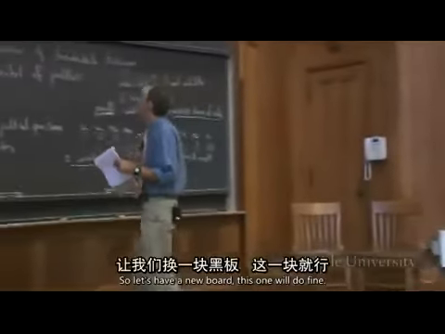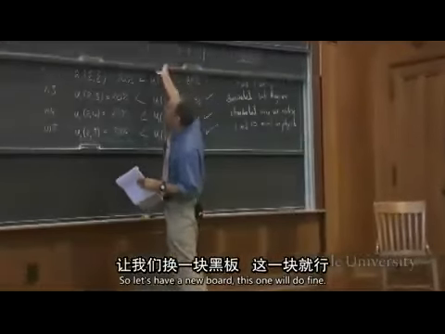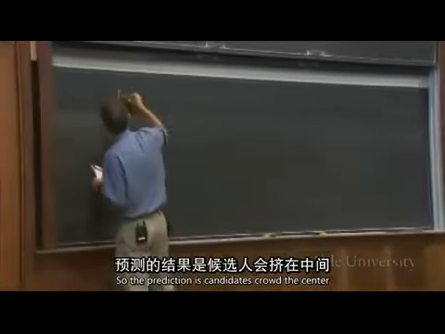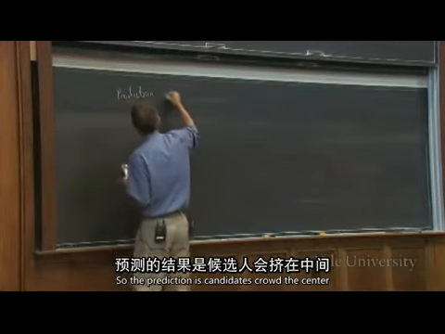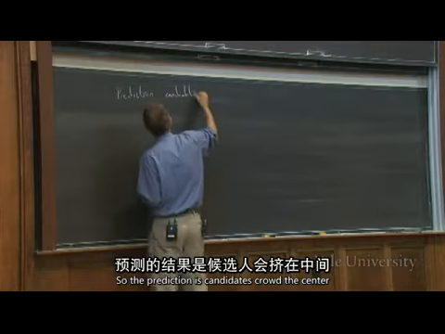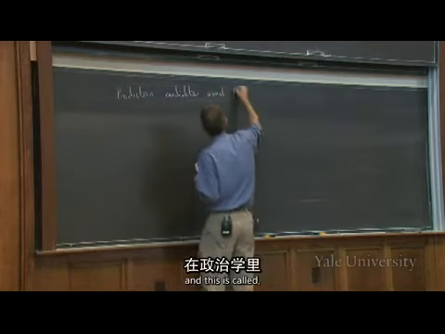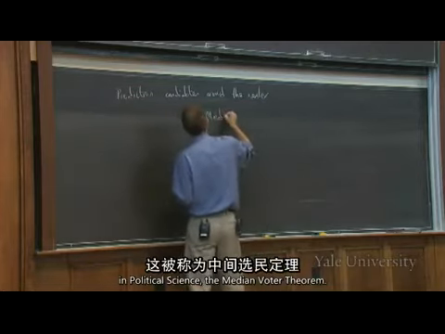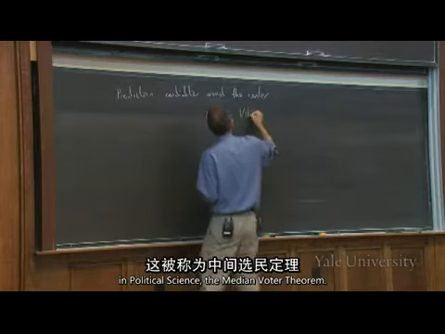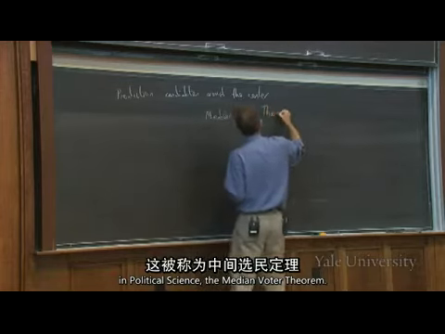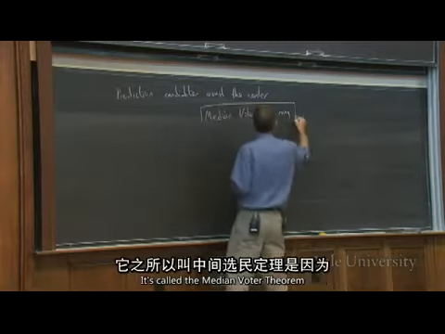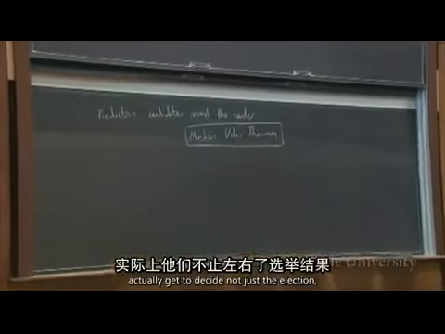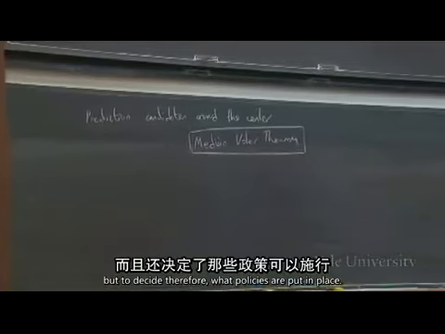Thank you. So let's have a new board. This one will do fine. So the prediction is candidates crowd the center, and this is called, in political science, the median voter theorem. It's called the median voter theorem because the voters at the center, in this case 5 and 6, actually get to decide not just the election, but therefore what policies are put in place. All right?